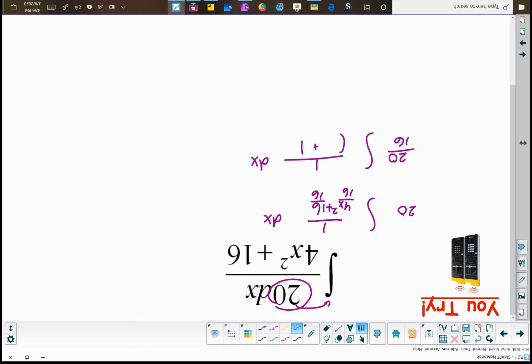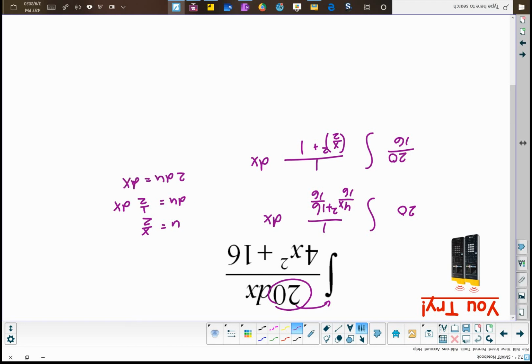Now, I see a lot of people put 2x over 4 squared. Please don't do that. That reduces. It makes your life a whole lot easier. Because right now, it's really x squared over 4, which is x over 2. Okay, so then I'm going to let u be x over 2. du is 1/2 dx. 2 du equals dx.